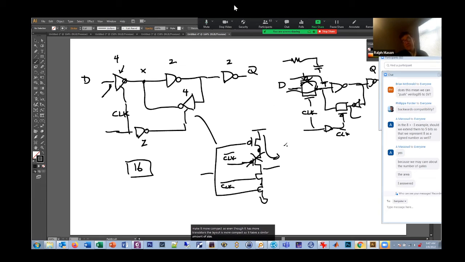So hence, this is the way we actually build D latches. And flip-flops are made out of D latches. So these tri-state drivers we spent a bunch of time learning about are in every D latch and every D flip-flop that we put in our chip, so they're important.